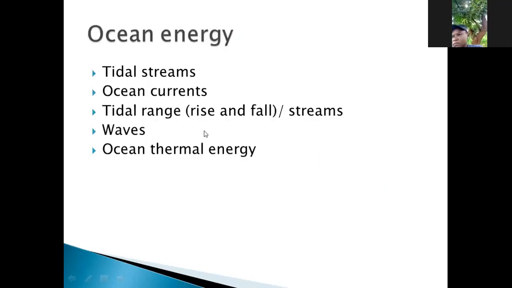Good. My last presentation will be on ocean energy. In ocean energy, you can get a lot of renewable energy from the ocean. This comes in the form of tidal streams, ocean currents, tidal range, ocean waves, and ocean thermal energy. So let's just look at maybe two of them.